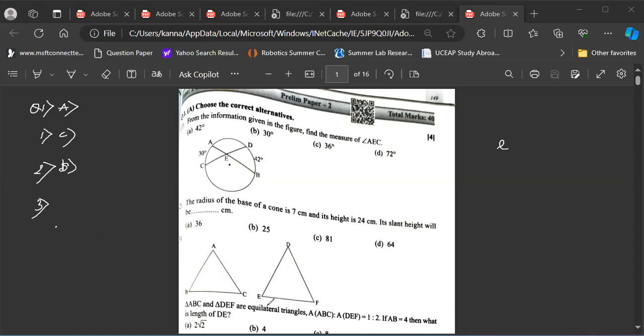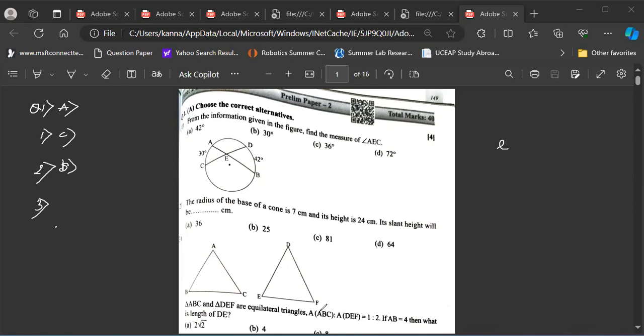So what happens? They are equilateral triangles. By saying equilateral triangles, they mean they are similar. And area of triangle ABC upon area of triangle DEF is 1:2. So naturally, AB is 4, then what is the length of DE? Whenever triangles are similar, area upon area should be side square upon corresponding side square. So 1/2 equals AB square upon DE square, 4 square upon DE square. So DE square equals 2 into 16, DE square equals 32. So DE equals root of 32, that is 4 root 2, okay?